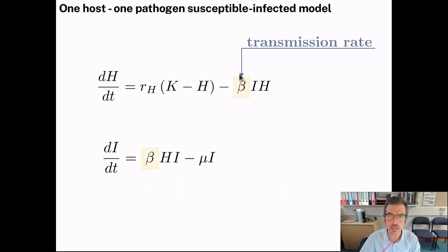Now, I would like to emphasize this transmission rate because from the perspective of the pathogen, the transmission rate beta describes or quantifies how fast the susceptible hosts H are converted into the infected hosts I. But importantly, from the perspective of the host plant, the transmission rate quantifies the degree of resistance of the host plant. So resistant plants can suppress the transmission rate and in this way suppress the epidemic development in the field.